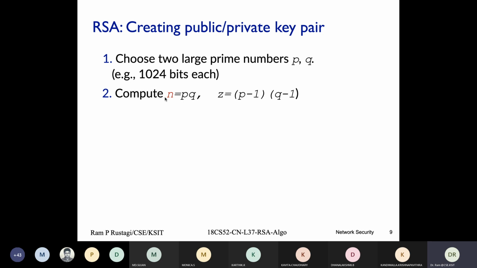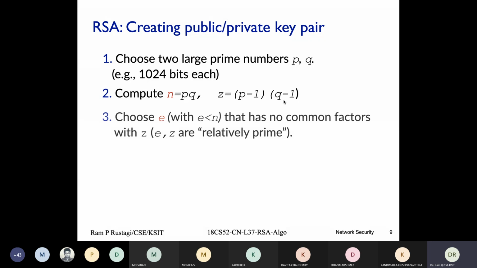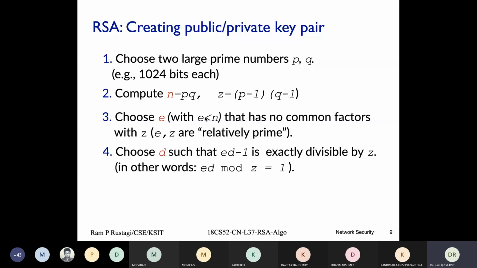Then, after choosing this P and Q, compute n, which is the same as P star Q, and compute z, which is the same as P minus 1 into Q minus 1. Having done that, now choose a number E such that this number E is relatively prime to Z.